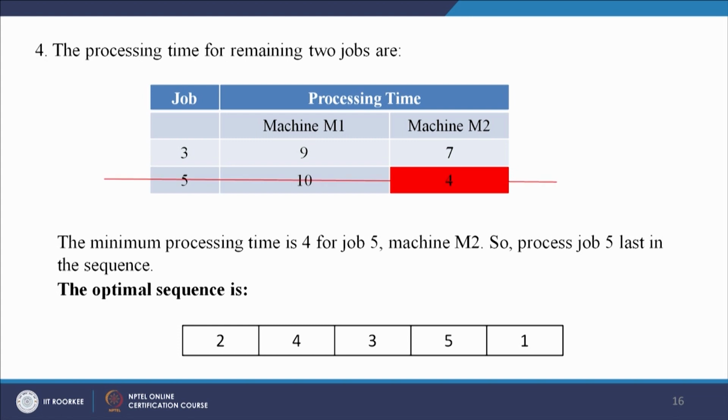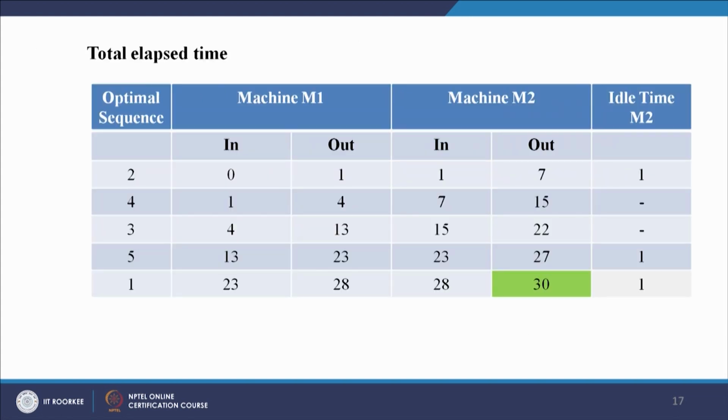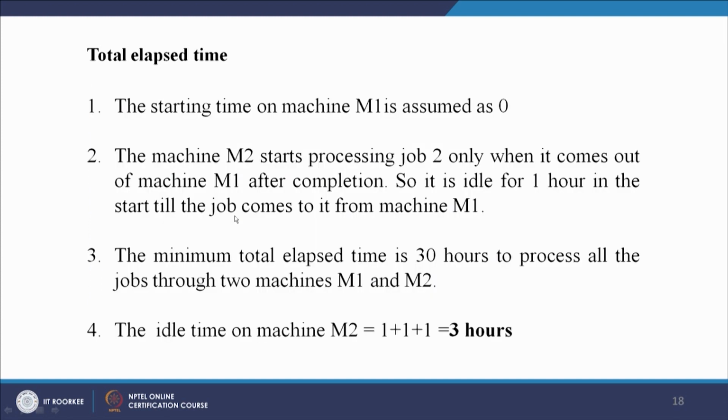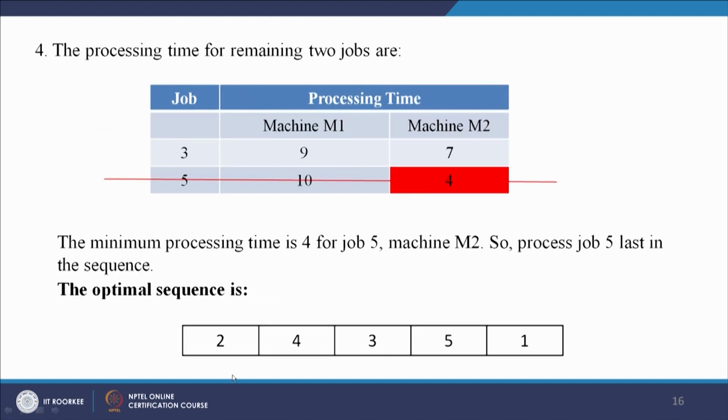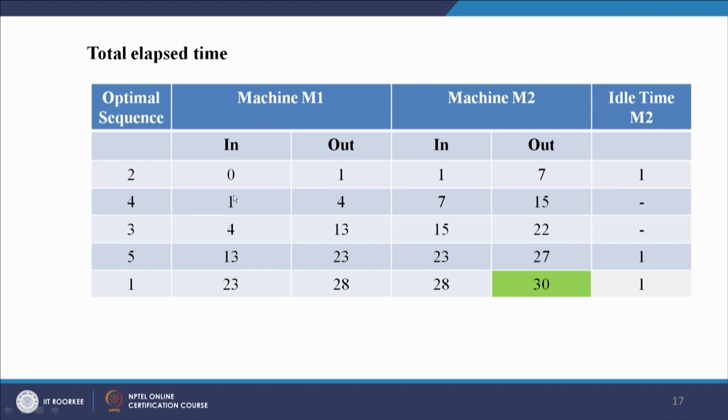Similarly, once we have decided on the sequence, we will see that on machine 1, job 2 goes, if you see the optimal sequence 2, 4, 3, 5 and 1. First job 2 has to be sequenced. So job 2 will be in at time 0, out at time 1 because it requires 1 hour duration only. Then it will go to machine 2.